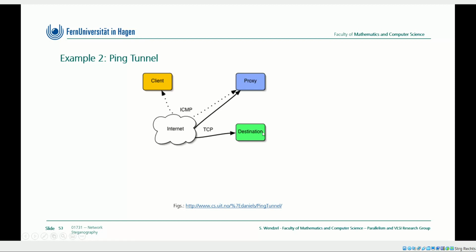So what it does is, if you have a client, for instance, in an organization that wants to transfer data to a destination via TCP, but a direct TCP transmission is not allowed, then it tunnels the data through ICMP echo payload to a proxy system that is then allowed to send TCP packets to the destination. So it decapsulates the TCP packets and forwards them. It also receives the response and tunnels the response back to the client via ICMP.